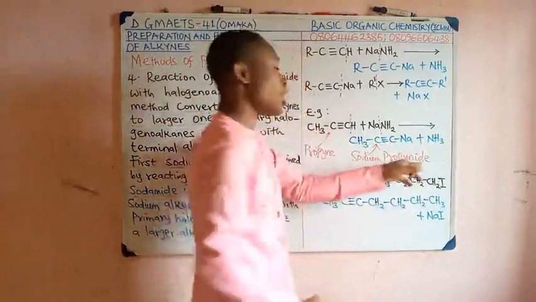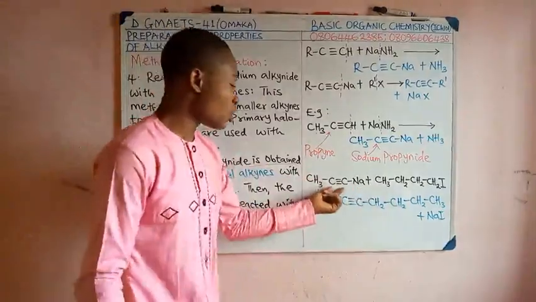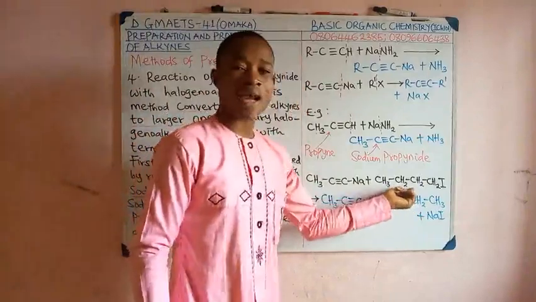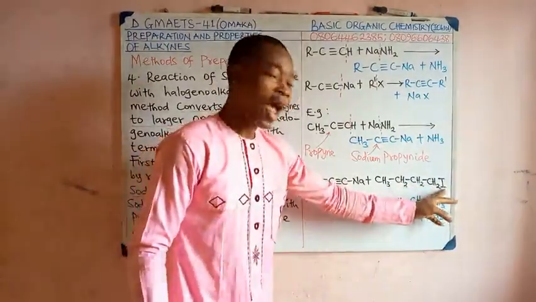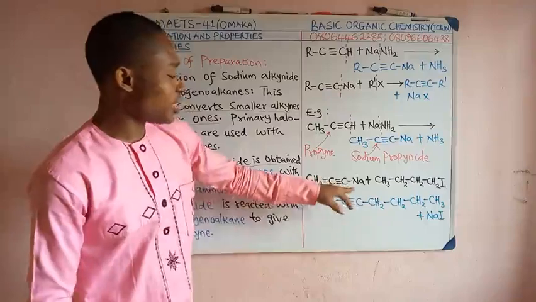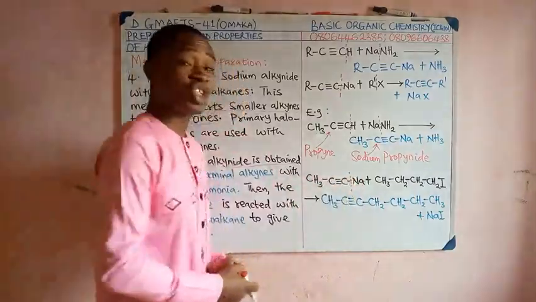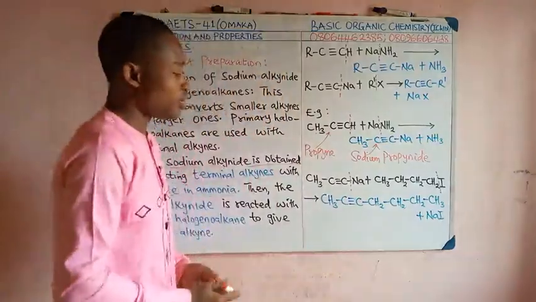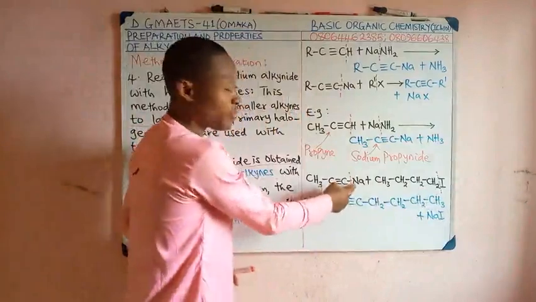Now this sodium propynide will now react with primary halogenoalkane. We have it here. Sodium propynide reacting. In this case, I use the butyl iodide or iodobutane. That is 1-iodobutane, or you can call it butyl iodide. So on reacting it with this sodium propynide, what's going to happen? Again, there will be a bond cleavage here. It's going to break up there. There will also be a bond breakage here. Is that okay? Therefore, this alkyl, which is butyl, would now take the position of this sodium.